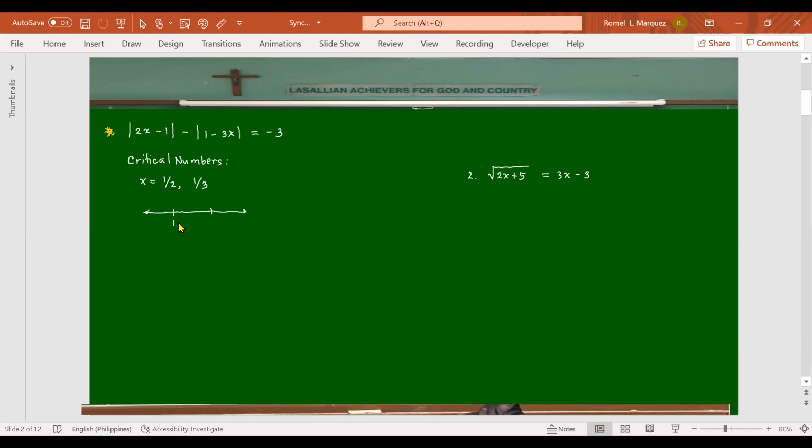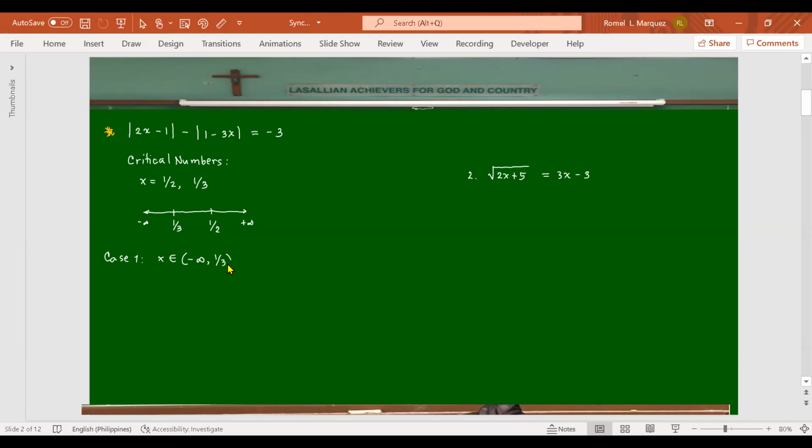1/3 is on the left, that is 0.333, and this is 1/2, 1.5, no? And then after that, you're going to have cases. There are 3 cases. Case 1, you are going to use this interval. Okay? What is the first interval? The first interval is x from negative infinity to 1/3.